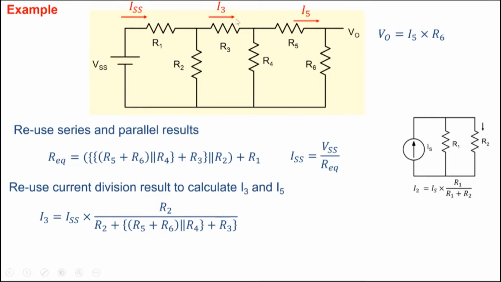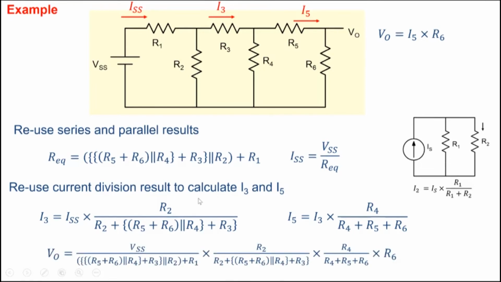And then now this current I3 is dividing between this branch and the remaining branch. So we can apply it here. I5 will be equal to I3, R4 divided by R4 plus the net resistor here, which is R5 plus R6. So we get I5 here. And V0 will be I5 into R6. So let's put all these results together and we get this expression. V0 is VSS by this expression here, into R2 by this expression here, R4 by this expression, into R6. All right, so we can already see that there is a lot of structure in this particular expression.